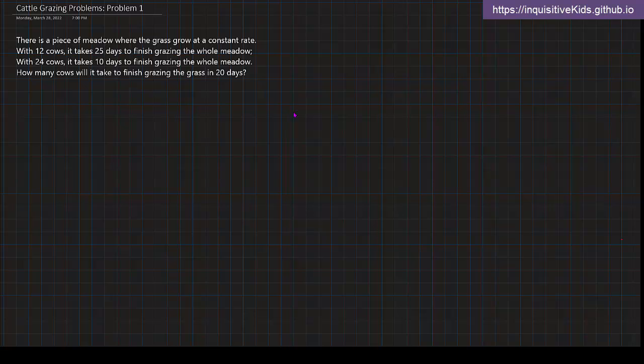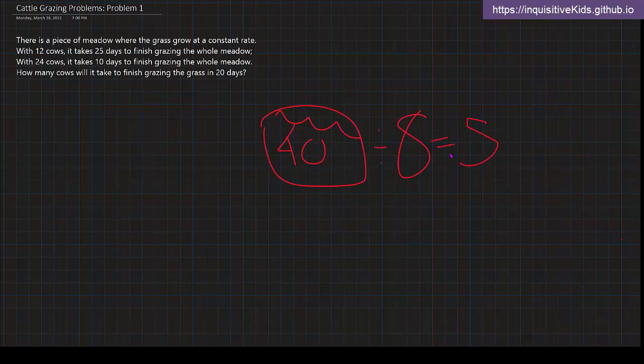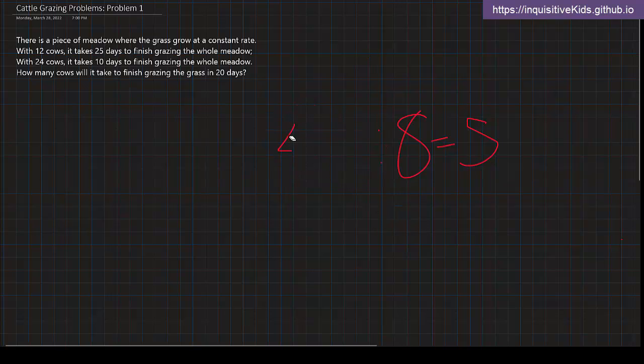Say you have a tank of water. This is the water, and it takes 8 hours, 8 units of time, to drain it out. So you would do 40 divided by 8, which equals 5. So the speed would be 5 units of water per unit of time. But in cattle grazing problems, it's a bit more complicated because as the cows graze, the grass keeps growing.